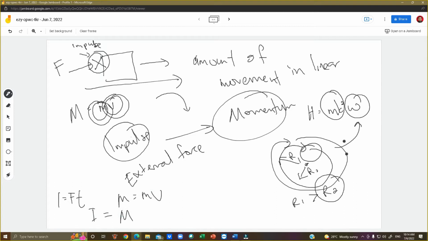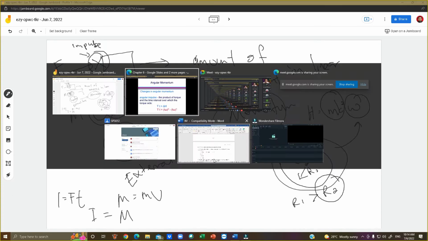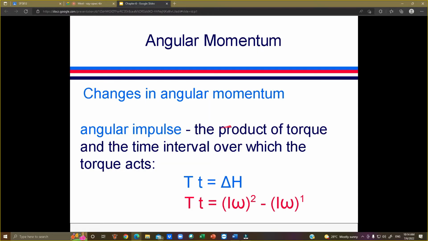Same as here. So we have angular impulse, the product of torque and the time interval over which the torque acts. Torque is angular impulse, or to be exact, angular impulse can be defined as the change of angular momentum. Okay, the change of angular momentum.